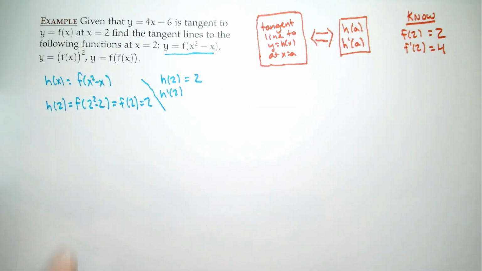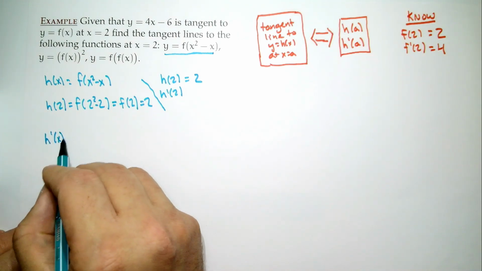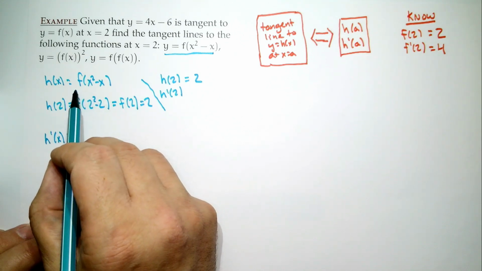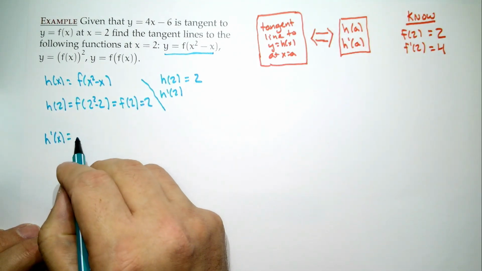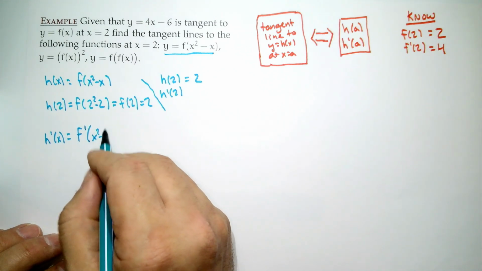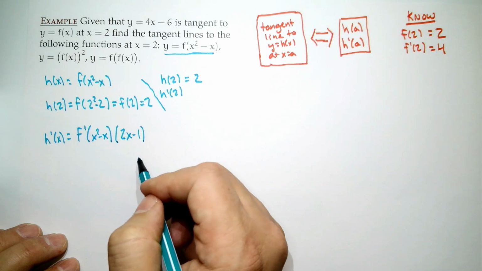H prime of 2. Well, if I want to find h prime of 2, that says I should plug 2 into h prime. Do I have h prime? Not yet. But can we find it? Yes, we can. We have the technology. So, h prime of x would be, what rule do we need? The chain rule. Yes. All right. Derivative of the outside, f prime of x squared minus x, leave the inside alone, times 2x minus 1, the derivative of the inside.